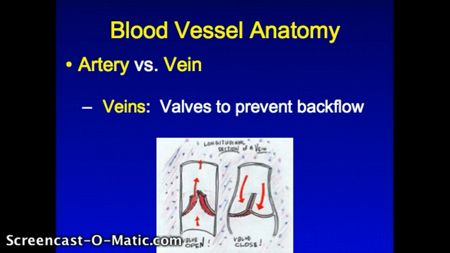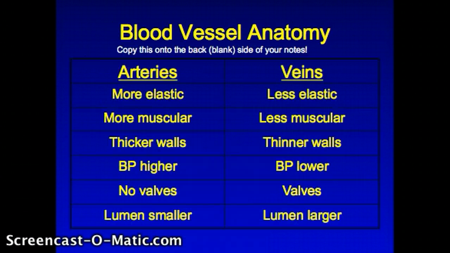Valves are there to help blood flow only go in one direction. When they're open, it allows the blood to go in the direction that it needs to, and when the blood tries to flow backwards, it snaps the valve closed, so it helps to keep the blood flowing back to the heart.